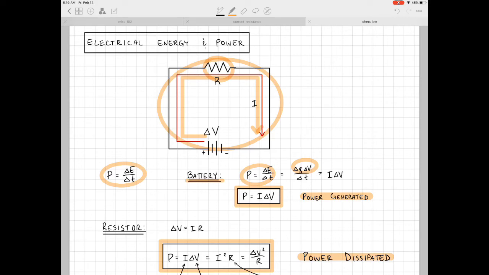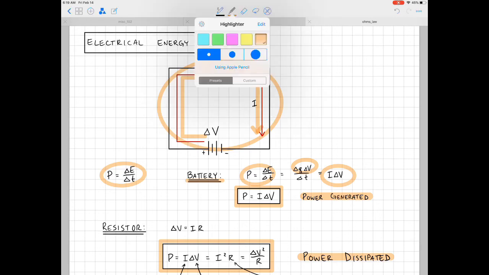Now, I'm using delta Q here because we're talking about all of the charges that move past a certain point, right? Move across a certain voltage difference in a certain amount of time. So we don't care about just one charge, we care about all of the charges that happen to be going through that potential difference in that time delta T. And so delta Q over delta T is just the definition of average current. And so the power generated by a battery is just this expression right here.